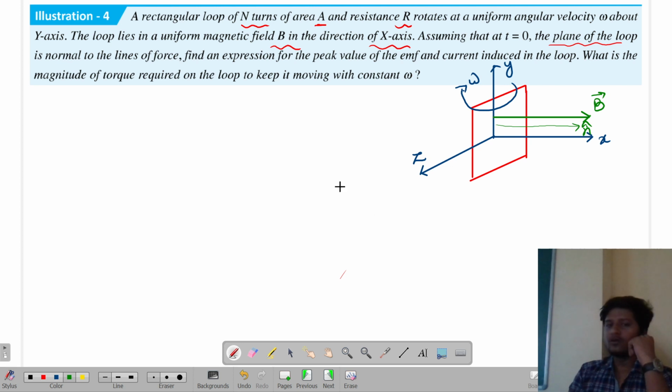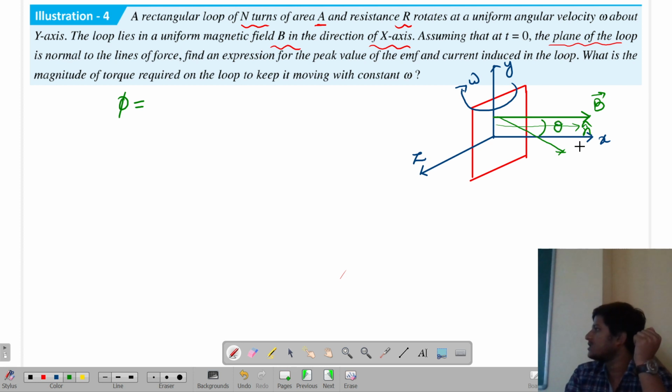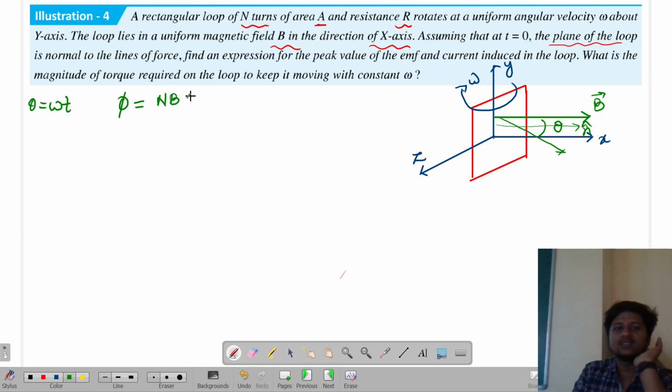Okay, now look over here. Can you calculate the flux out of it? How much is that going to be? Now if this rotates with angular velocity omega, what will happen? The normal is always going to change, and it will start making an angle theta with the magnetic field. This theta will be equal to omega into time t. Are you able to get me? So flux will be N, the number of turns, into magnetic field B into area A into cos theta, which is cos omega t. Got it?